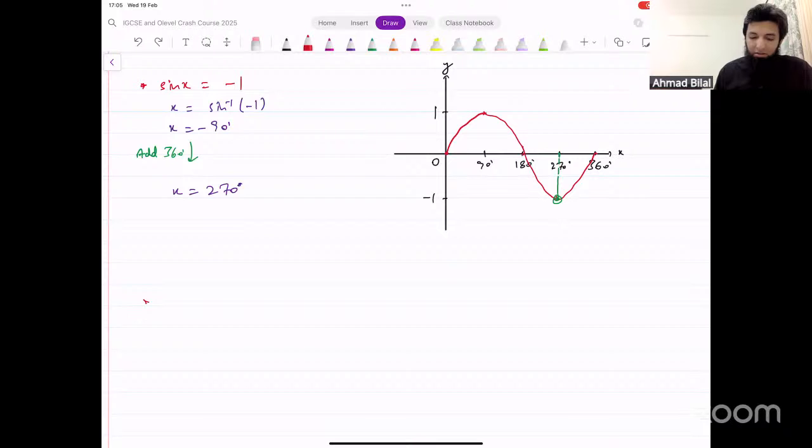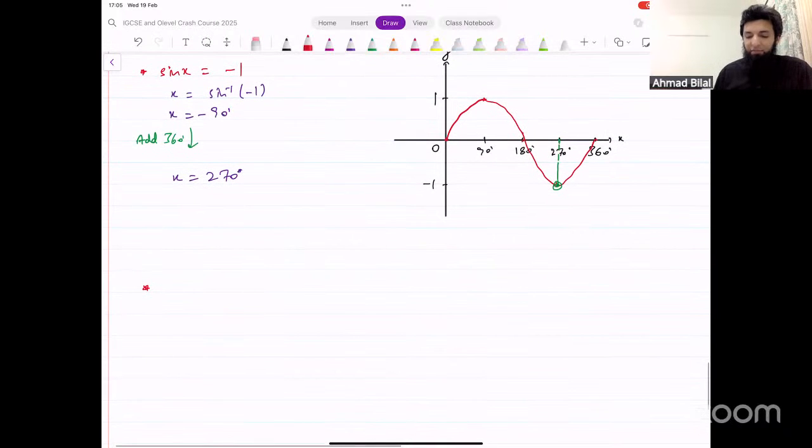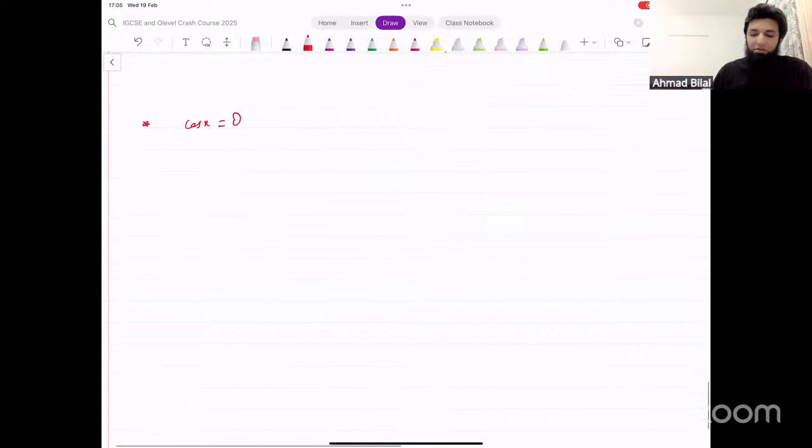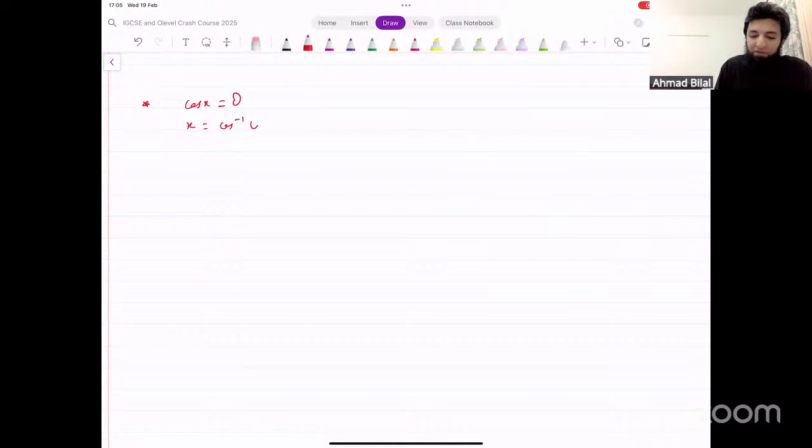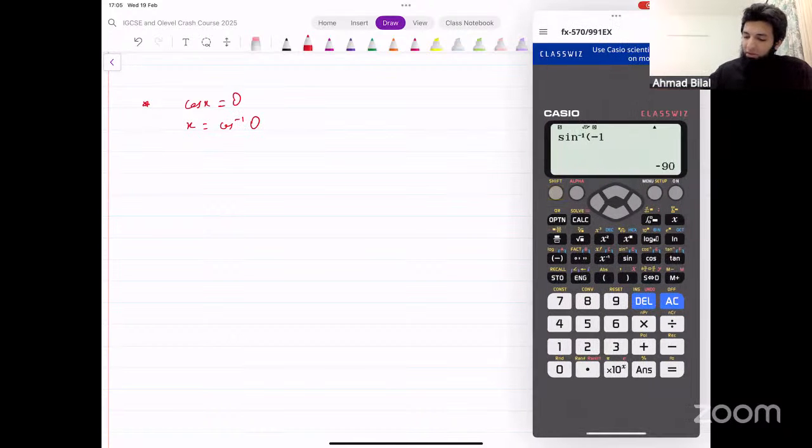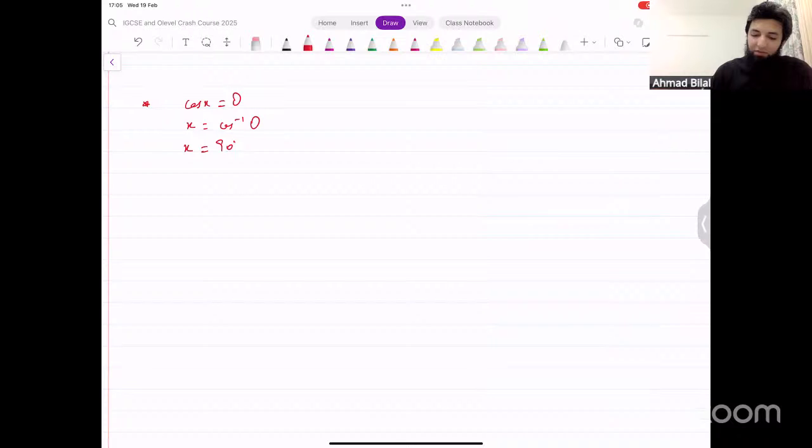Then what if we have cos of x equal to 0, for instance? Let's put this on our calculator and see what that gives us. x equals cos inverse of 0. Cos inverse of 0, that's 90. So that's one solution that we're getting. What does the cos graph look like?